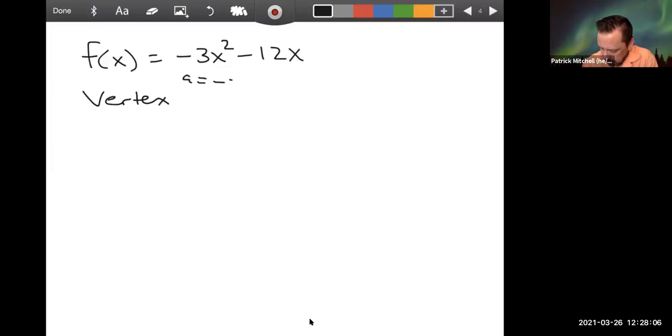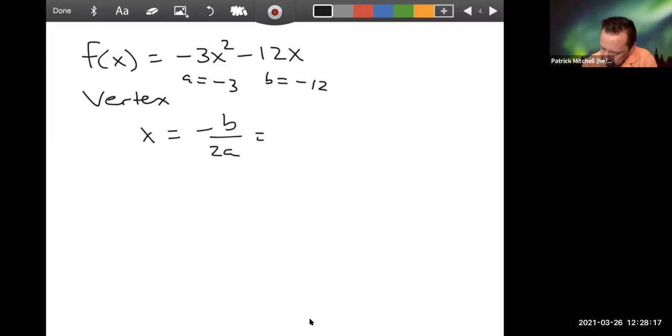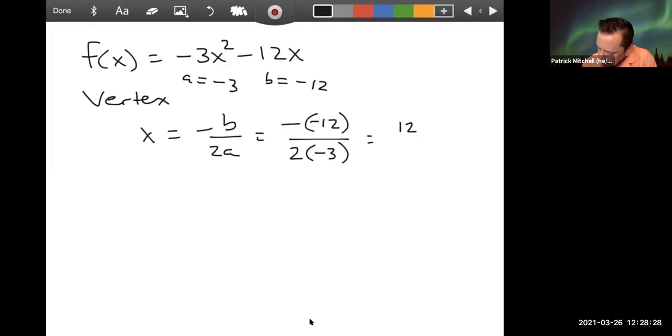a is negative 3, b is negative 12. So the x-coordinate is given by x equals negative b over 2a. We put the negative 12 there, the negative 3 here. So the top comes out to 12, the bottom is negative 6. x comes out to negative 2. So the vertex is negative 2 comma something.